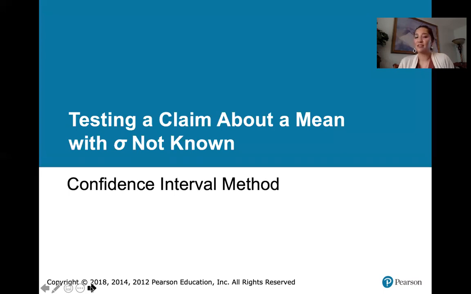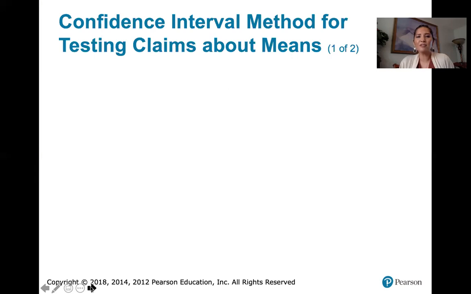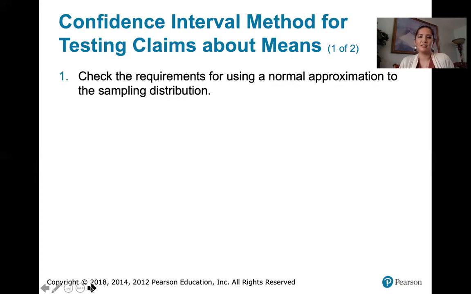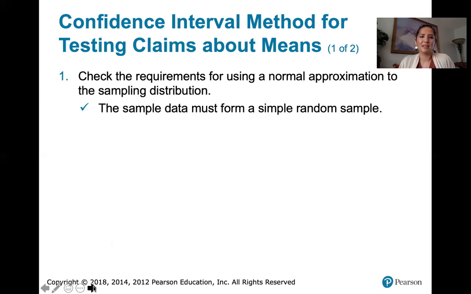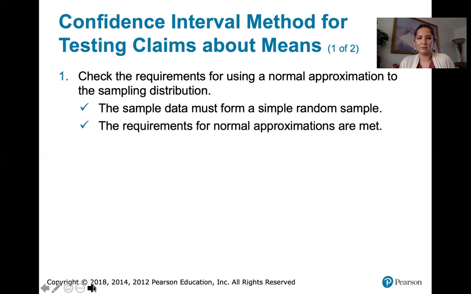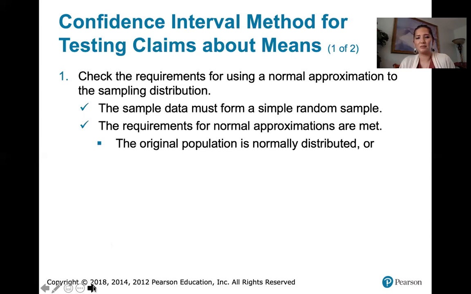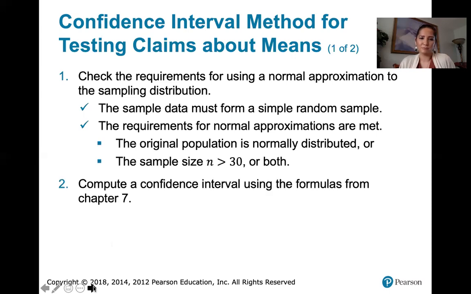Now we're going to talk about the confidence interval method. With the confidence interval method, we need to make sure that the requirements for using a normal distribution for the sampling distribution are satisfied. So we just need the sample data to form a simple random sample in order for that to be true. And then the requirements for normal approximations need to be met. So either the original population has to be normally distributed, or the sample size is greater than 30, or both of those are true. That just means that the sampling distribution of the sample means is approximately normal.